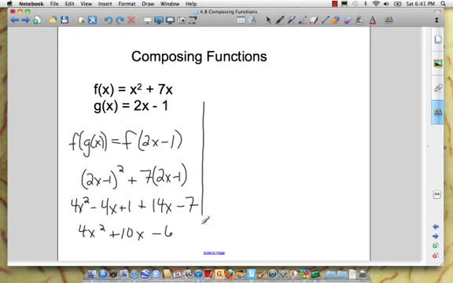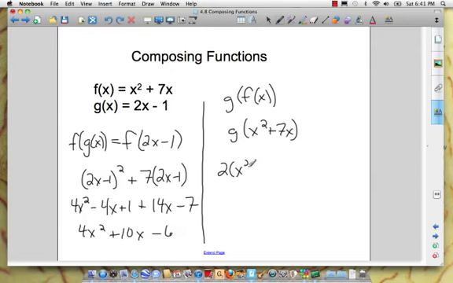Now, over here, I want to look at what happens when I compose them in the reverse direction, g of f of x. So that means I'm going to plug in as my input x squared plus 7x to my g rule. And then the g rule says you double the input. So this time my input is x squared plus 7x, and then you subtract 1. Double the input, subtract 1. Again, there's some algebra to do to clean this up. 2x squared plus 14x minus 1, and that's it. Can't do any more than that.